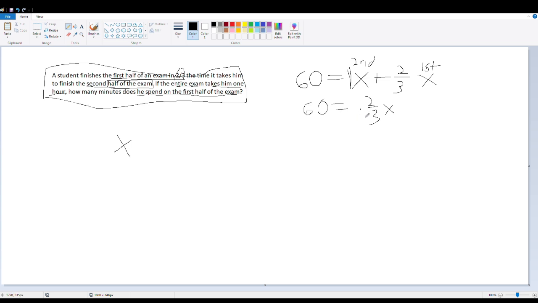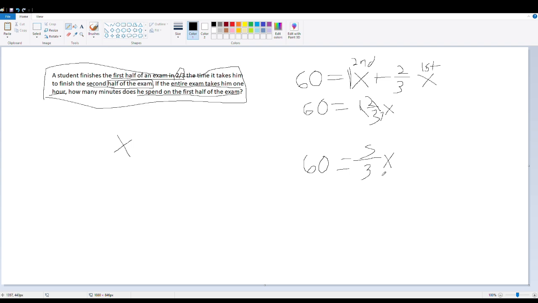I don't like this though. This is a compound fraction, and I don't really like it. So I'm gonna make it into an improper fraction. Multiply 1 by 3, which gets us obviously 3, and then add 3 to 2, which means it's 5/3. So 60 equals 5/3 x.